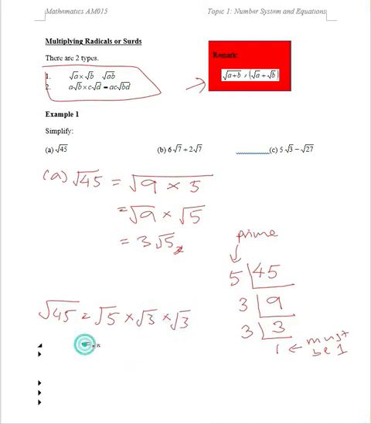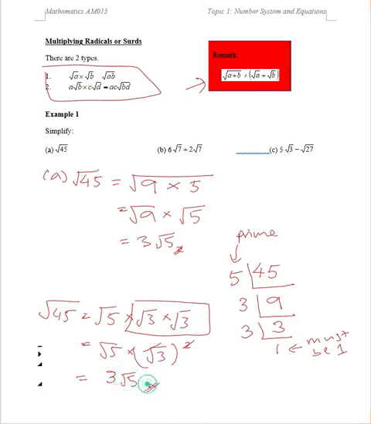Okay? And since we have two surd 3's, that means we can write it as surd 3 power of 2. And this power can be cancelled off. So your final answer is just 3 surd 5.